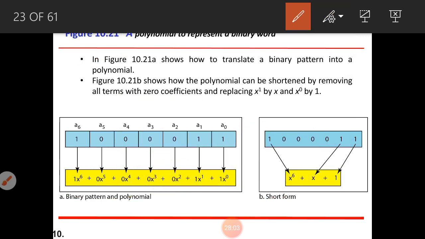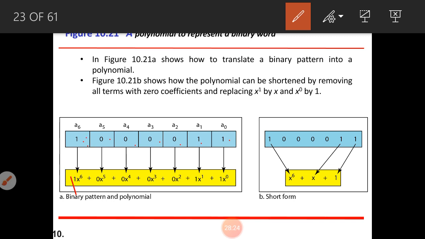Okay, so here what happened? The binary value has 1 1 0 0 0 0 1 1. This is the binary value. Those binary values we have to use as coefficients in the polynomial.